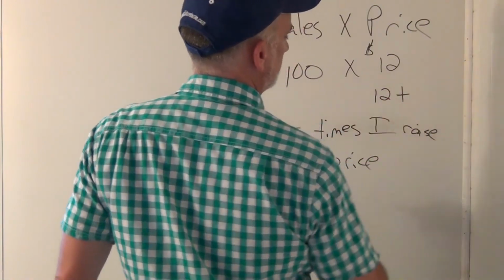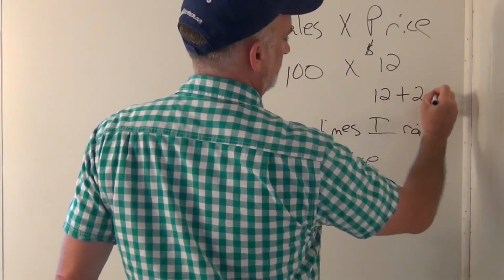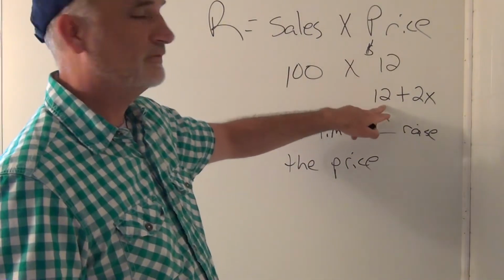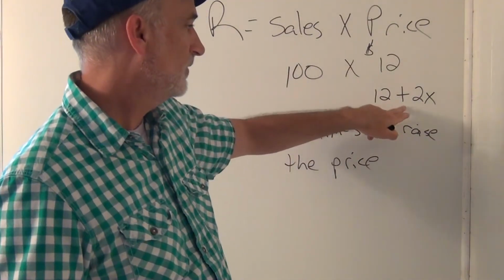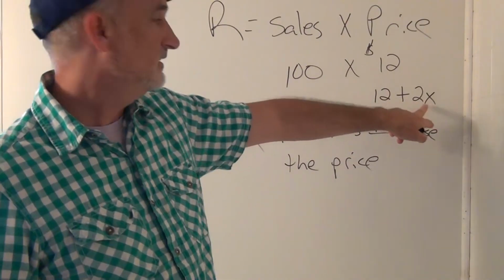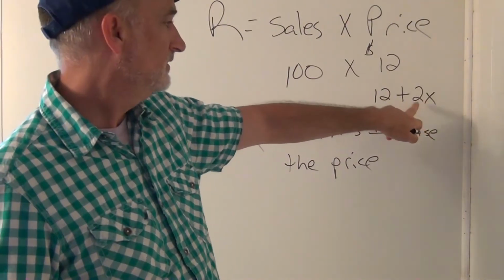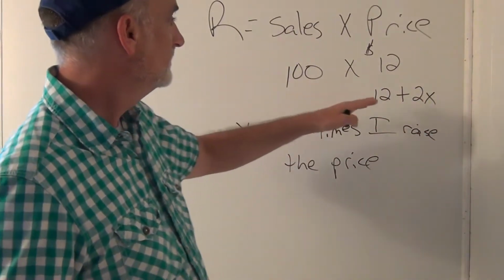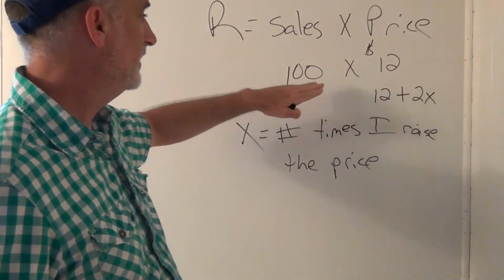For every time, that would be the equation. Here's the $12 we originally started with. We're adding $2. If we're adding $2 one time, then 2 times 1 is 2. And we just went over that, okay? Now, we need to look at this.